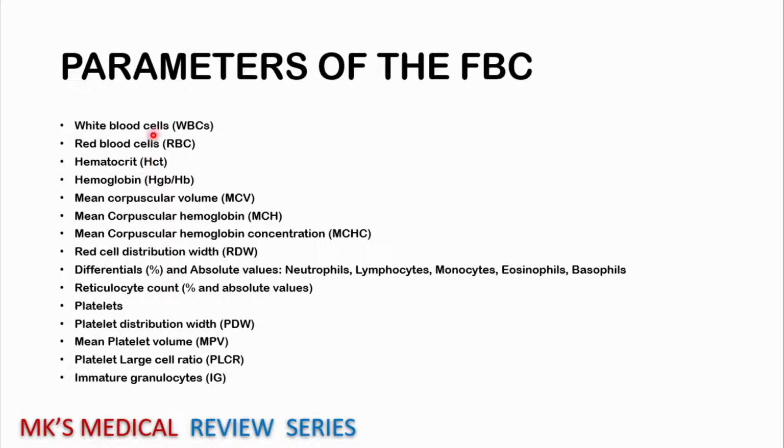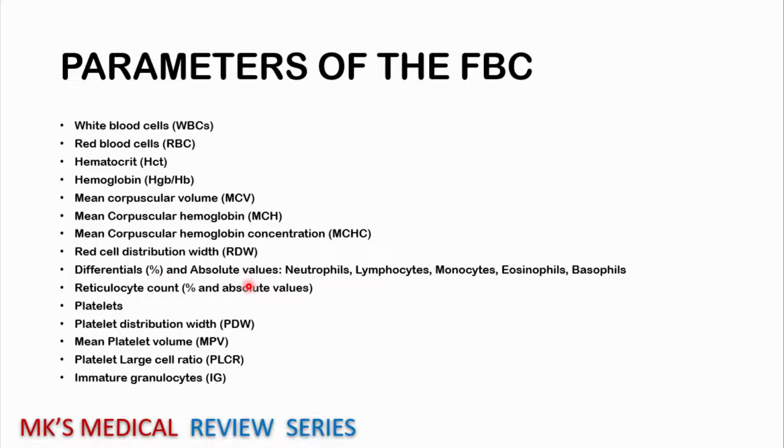But generally, you have your white blood cell count, which is abbreviated WBC, the red blood cell count, which is abbreviated RBC, the hematocrit, which is abbreviated HCT. Sometimes this may be referred to as the packed cell volume, or PCV, the hemoglobin, which is abbreviated HB or HGB. I shall call it HB. Then the mean corpuscular volume as MCV, mean corpuscular hemoglobin as MCH, mean corpuscular hemoglobin concentration as MCHC, red cell distribution width as RDW, the differentials in percentages as well as absolute values of the neutrophils, lymphocytes, monocytes, eosinophils, and basophils, the reticulocyte count in percentages and absolute values.